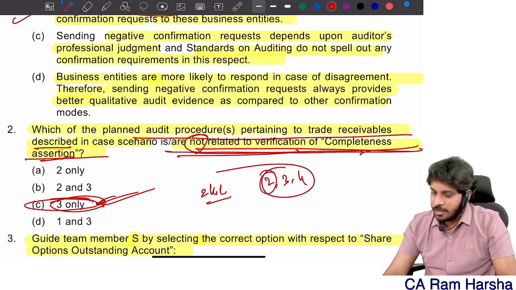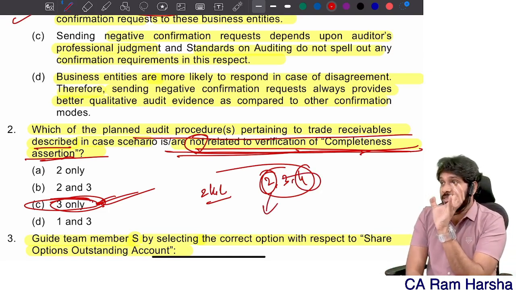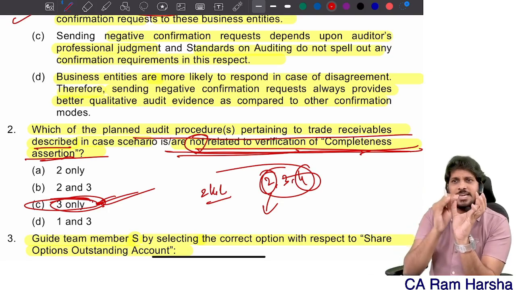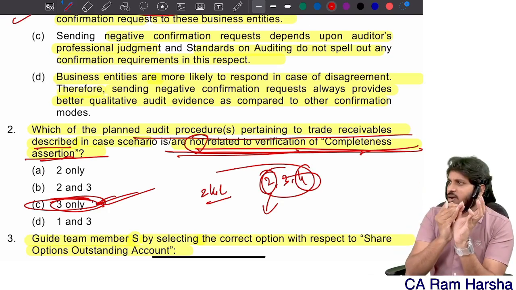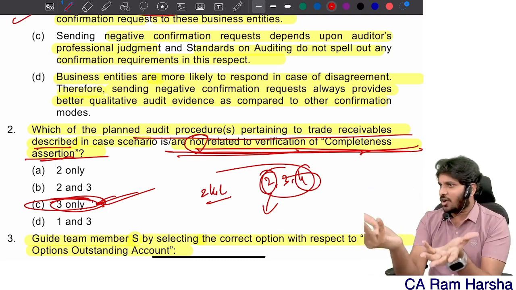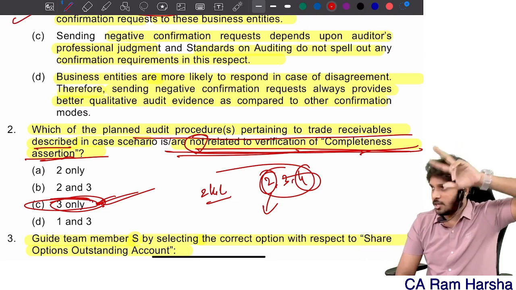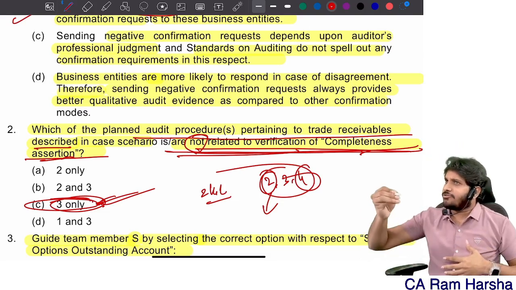On that logic, 3 is not dealing with completeness. Not only 3, even 2 and 4. 2 is whether they selected March month aging report and checked whether the sales made in the March month are accounted in the correct customer account at correct amount and correct date. So that is also not related to completeness. That is actually dealing with valuation, occurrence. There are 2 assertions. Then finally, a 4th point is there.